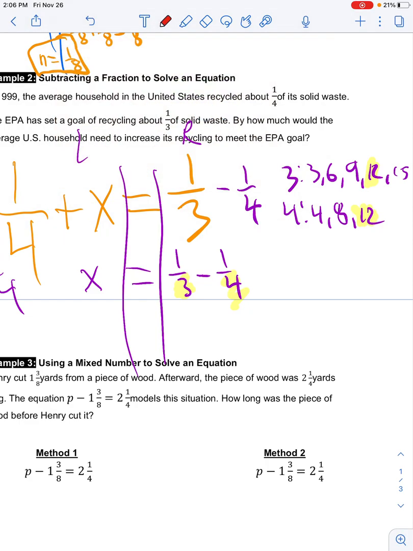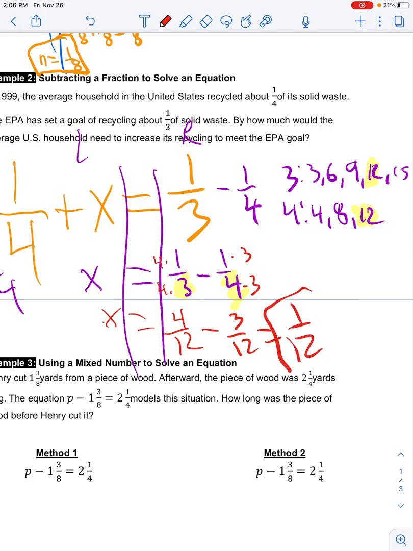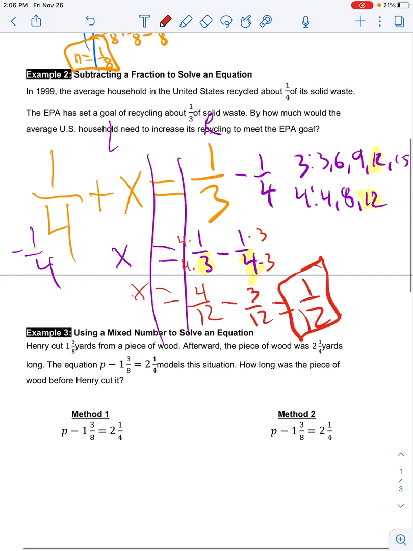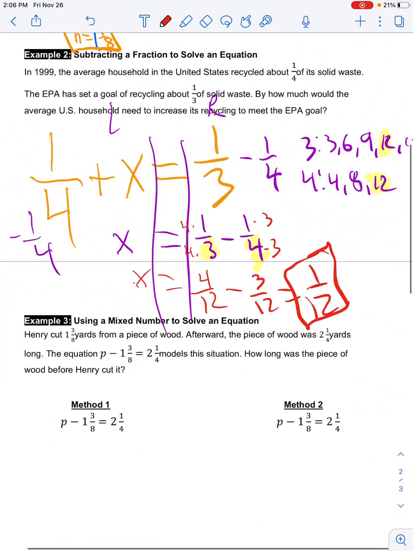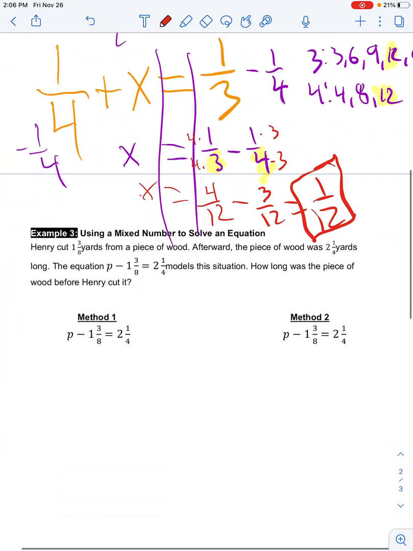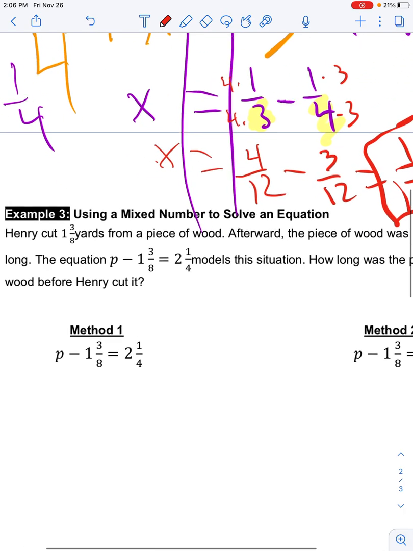So I'm going to multiply this first 1/3, the top and the bottom, by 4. And then my 1/4, I'm going to multiply the top and the bottom by 3. So x equals 4 over 12 minus 3 over 12, which equals 1/12. Again, it's just like solving an equation, but you have to find a common denominator first.